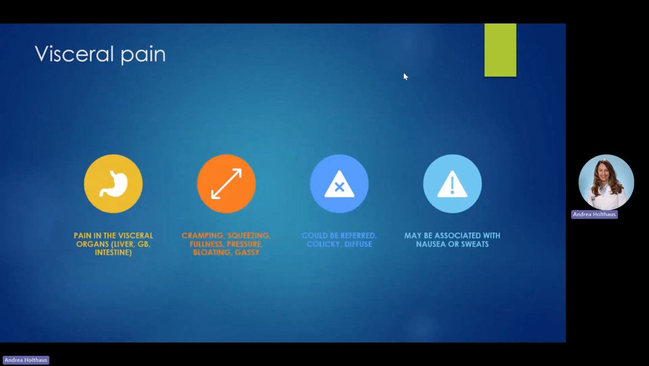Visceral pain is pain from the visceral organs, such as the liver, the gallbladder, or the intestines. This is a cramping pain. It may be described as bloating or pressure or fullness. Sometimes it can be a squeezing pain, or the patient may say they're very gassy. It can be referred from other places, or it can be a diffuse pain or kind of crampy, colicky pain, and can also be associated with nausea or sweats.